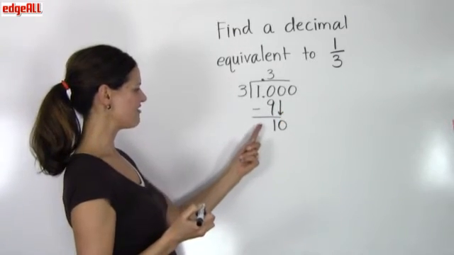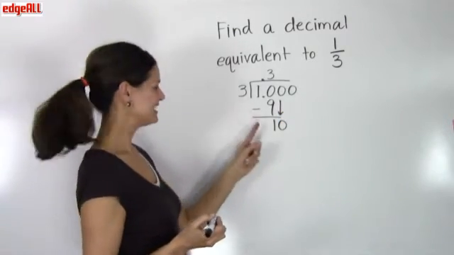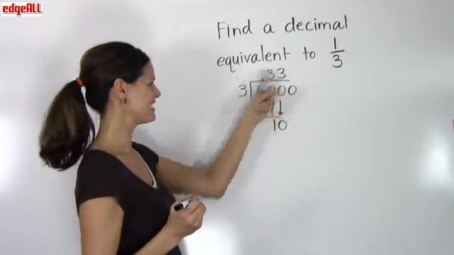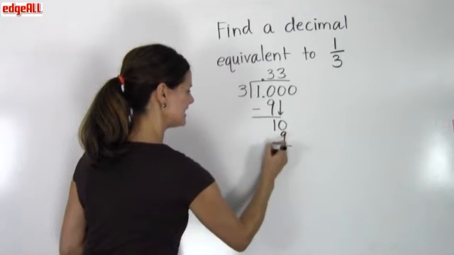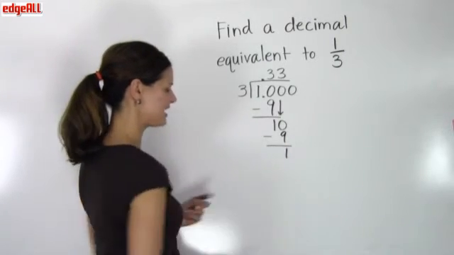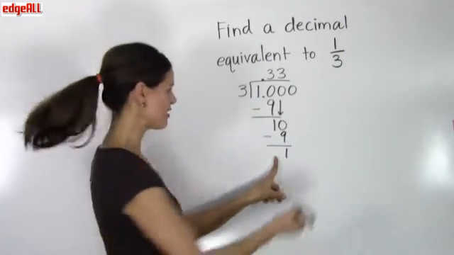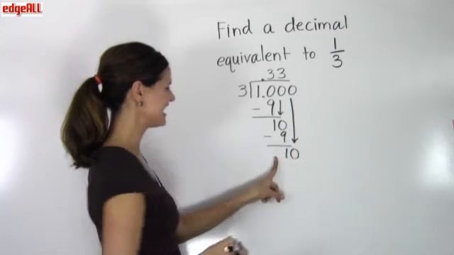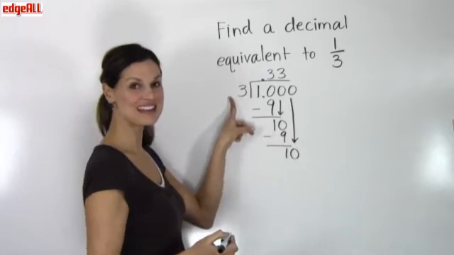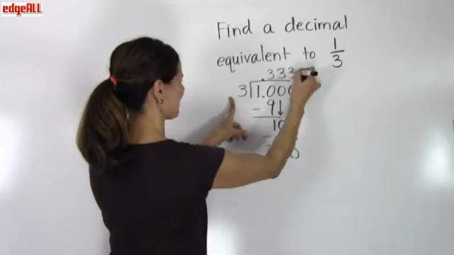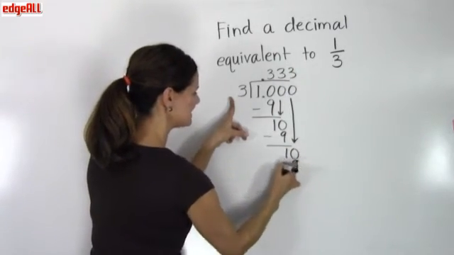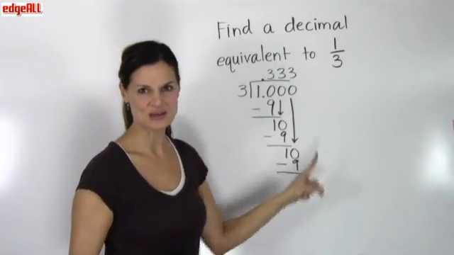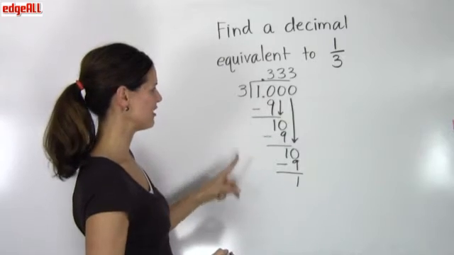And I again have 10 divided by 3. 10 divided by 3 equals 3, so I put my answer here. 3 times 3 equals 9. 10 minus 9 is 1. Oh, I have another remainder of 1, so I'm going to bring down another 0. Let's see what happens. I'm at 10 divided by 3 again, which equals 3. And 3 times 3 equals 9. 10 minus 9 is 1. And as you can see, this pattern is going to repeat over and over and over again.